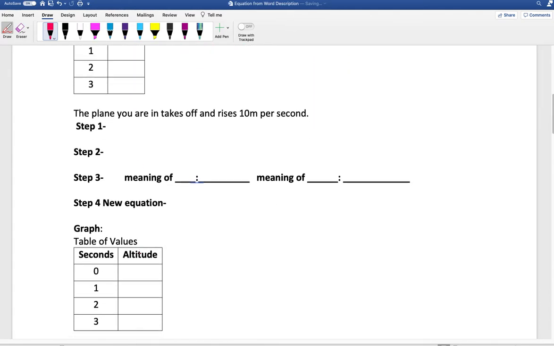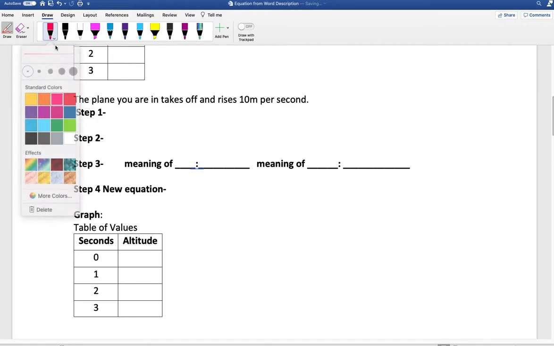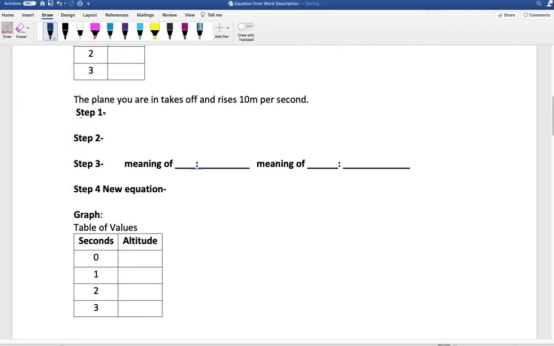So here's another word question. A plane takes off and rises at 10 meters per second. So my initial part here is taking off. That means my initial is going to be 0 since I'm on the ground. Then my rate of change, here's my per, so I'm looking for something that changes. 10 meters per second is my change. I'm looking for the height of the plane if I was calculating this.